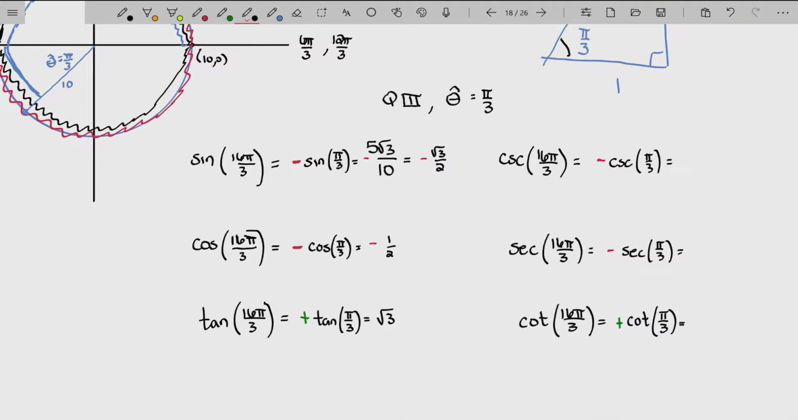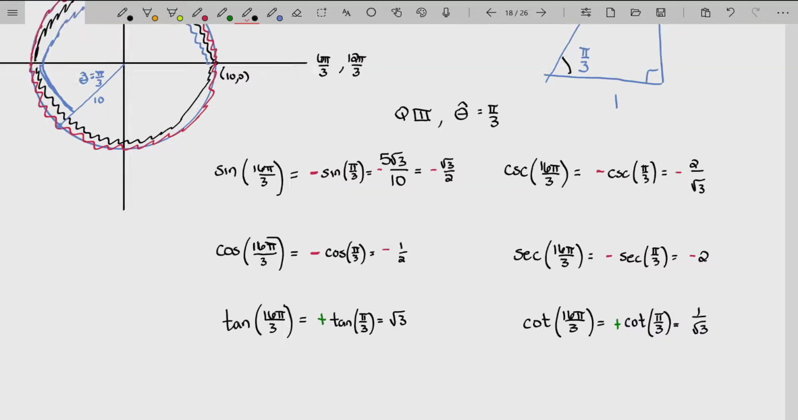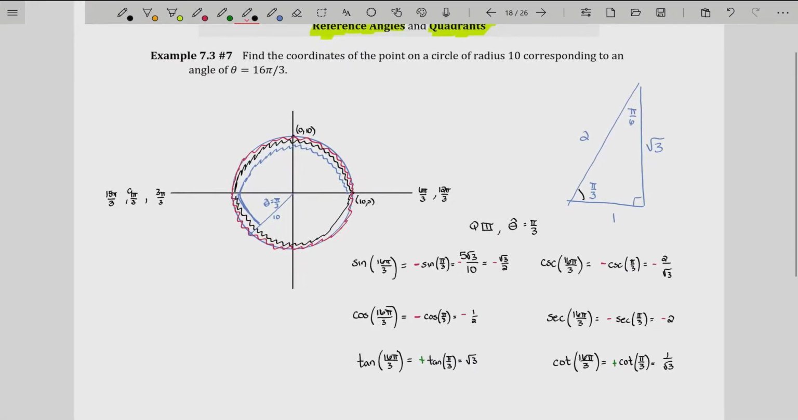And then we'll just take the reciprocals for the reciprocal functions. So the cosecant will be a negative 2 over root 3. The secant will be a negative 2, actually. And finally, the cotangent will be a positive 1 over root 3. So it turns out the radius of this circle plays no role in the values of the trig functions. And so now we can go forth and dominate the world with our trigonometry.